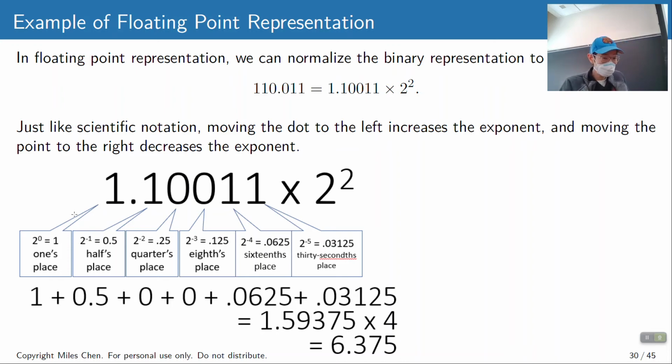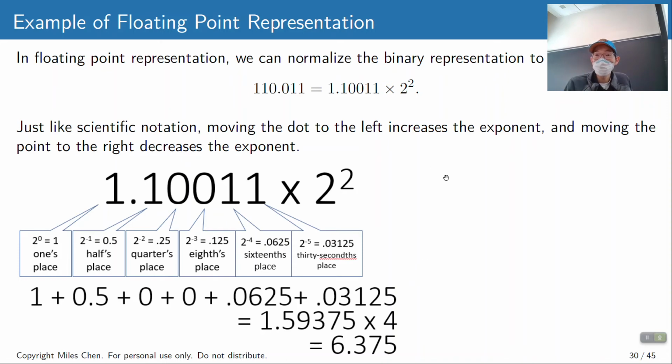Okay? And it's a little harder to read. I've got a 1 in the ones place, 1 in the halves place, nothing in the quarters, nothing in the eighths, 1 in the 16ths, and 1 in the 32nds place. So this is going to be 1 plus 0.5 plus 0.0625 plus 0.03125, 1.59375, and if we take this and multiply it by 4, we're going to get 6.375. Okay, 6.375.